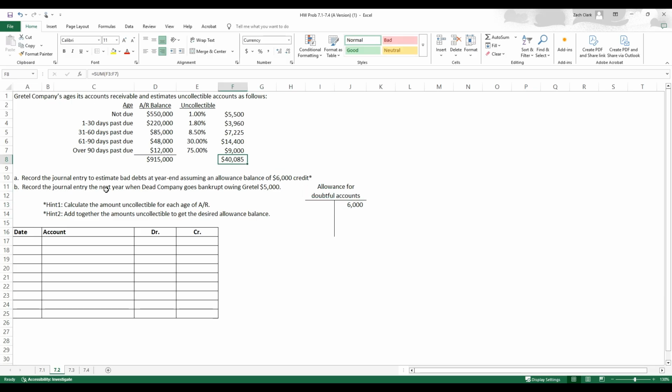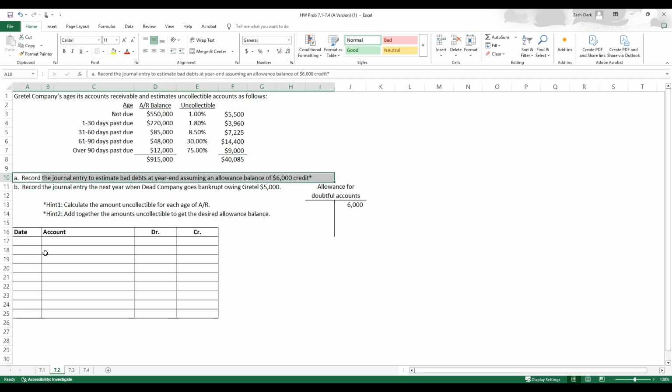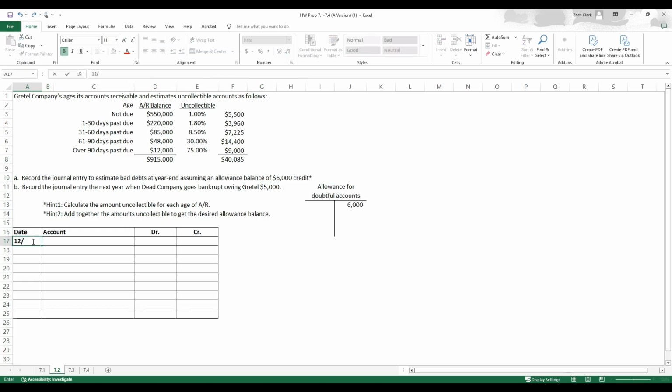And here we're going to record the journal entry. So this is us recording that journal entry. Let's do the journal entry down here. We're doing this at the end of the year. And just like we normally do, we have bad debts expense, and then we have allowance for doubtful accounts.